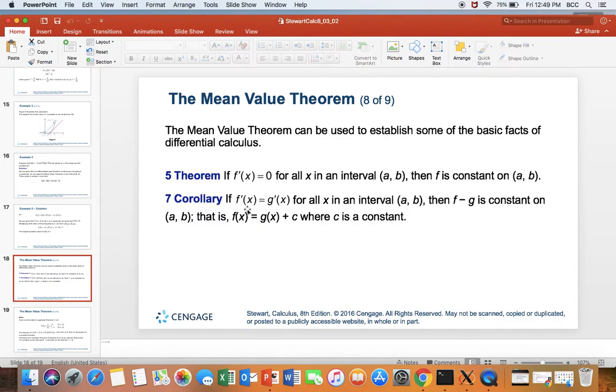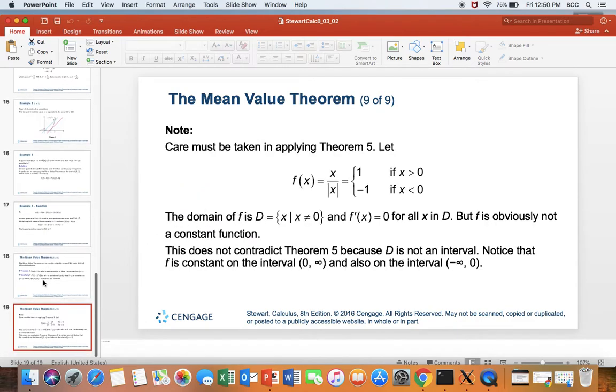Likewise, if two functions have equal derivatives, then what do I do? I bring this to the left hand side. Then f minus g will have 0 derivative. In other words, f minus g is constant. If f minus g is some constant, then f equals g plus that constant. I hope this is clear. f' equals g', so move the g' to the left, you get f' minus g' equals 0. If something's derivative equals 0, that thing is constant. So f minus g is constant.